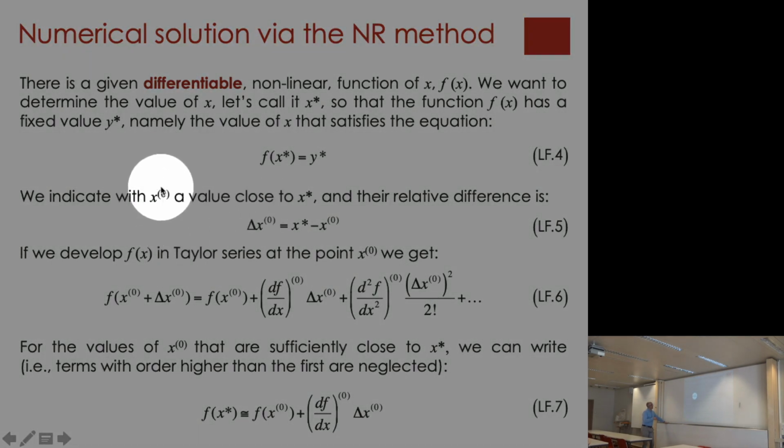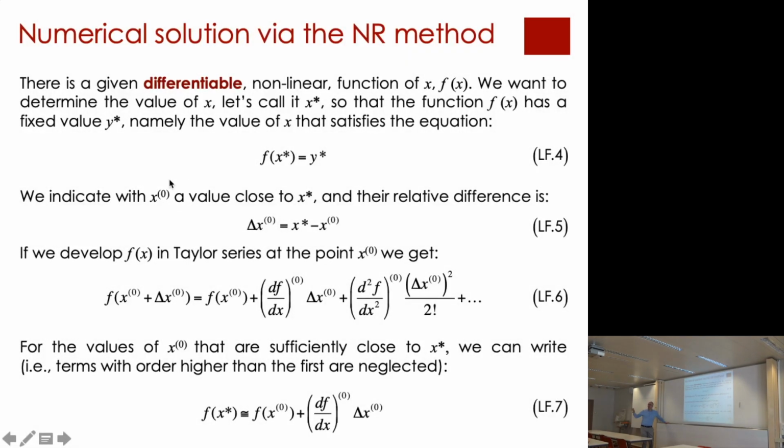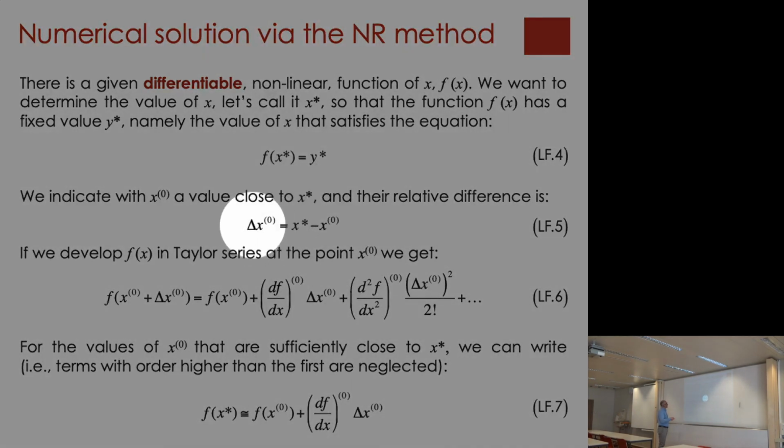So we fixed the initial value of our unknowns, x0. The unknowns, I remind you, for the generation buses are the reactive power and the magnitude of the voltage, and for the load buses are the real and imaginary parts of the voltages. So we indicate delta x0 as the difference between x star and x0.